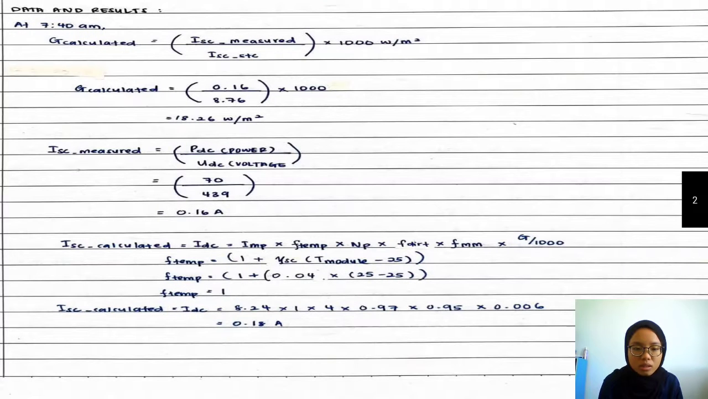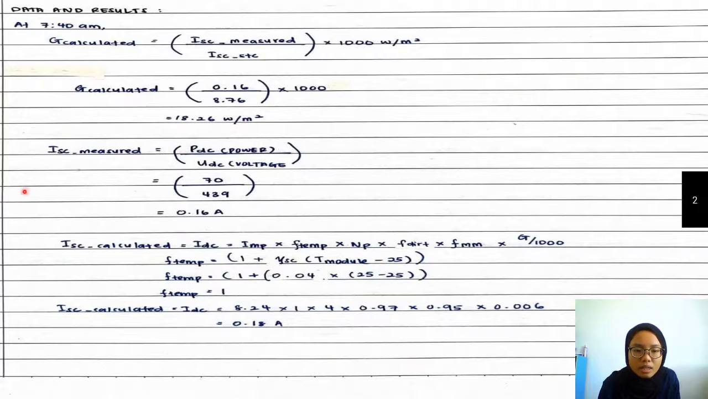You can see here the data we had is at 7:40 a.m. and how we calculate the G calculated is by using ISC measured over ISC STC times 100 and 1000 watt per meter square, and the ISC measured is 0.16 and ISC STC is 8.76 times with 100, we got 18.26 watt per meter square.